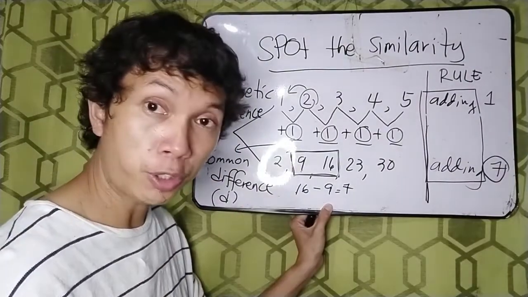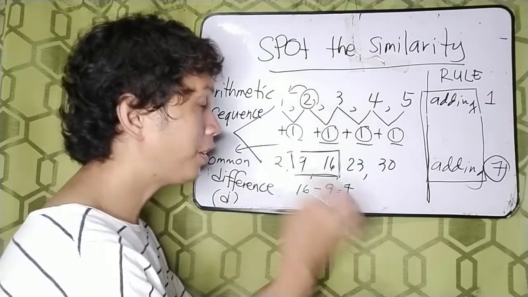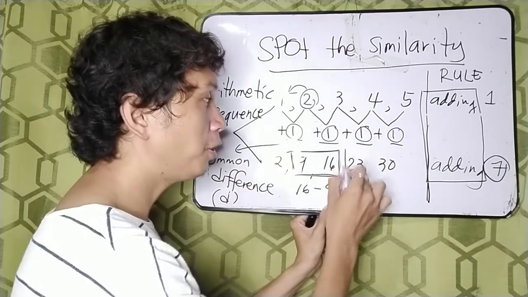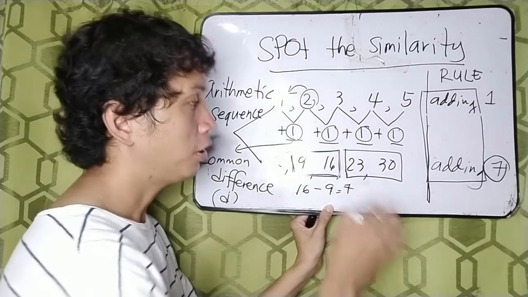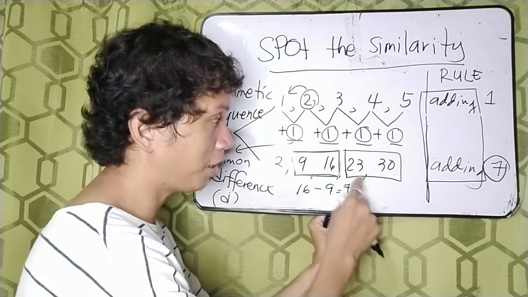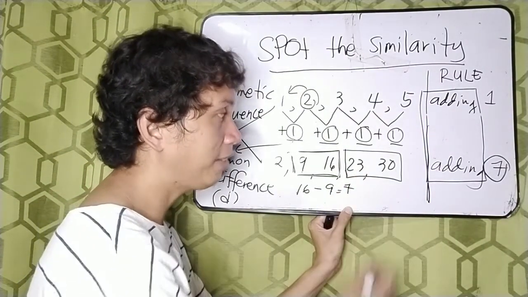And if you also try to check whether it's really 7, you can also get another two consecutive terms. Okay, so in this instance, we are going to get 23 and 30.